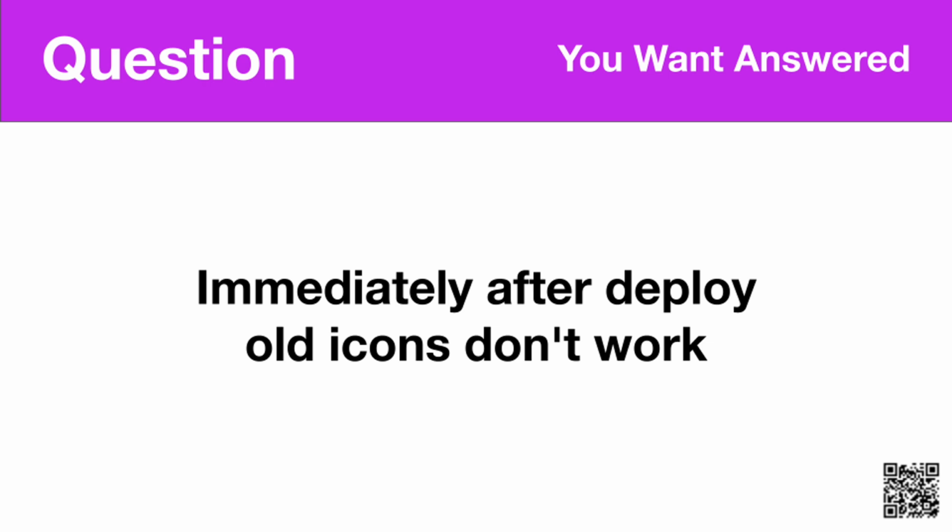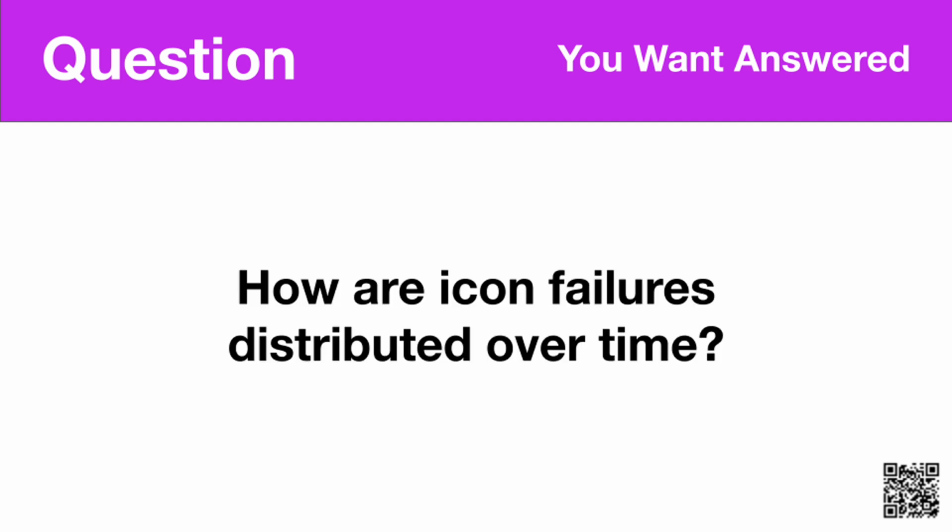Maybe each deploy has a small period afterwards where old icons don't work. Let's test that. The specific question we want to ask is, how are these icon failures distributed over time? If the hypothesis is correct, we should see little spikes after each deploy. If it's incorrect, we should see a fairly even spread of icons being broken over the whole time period.